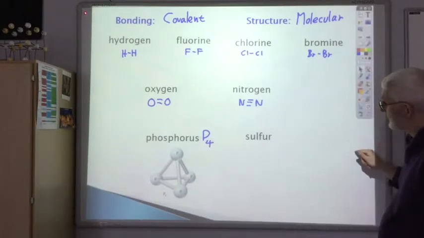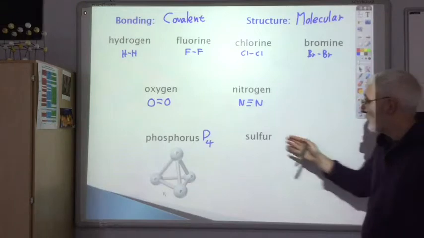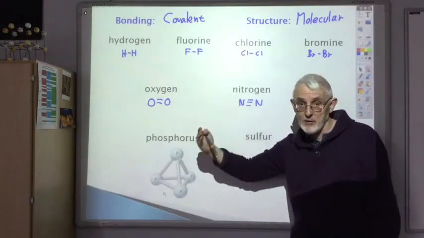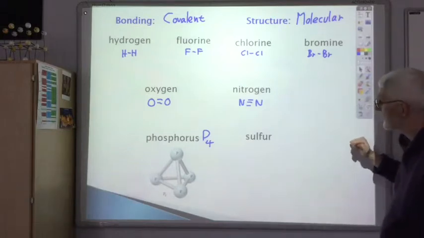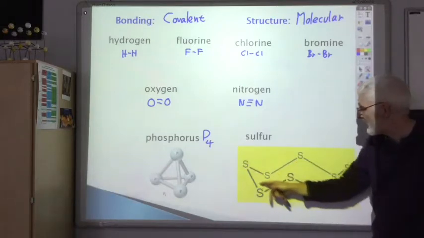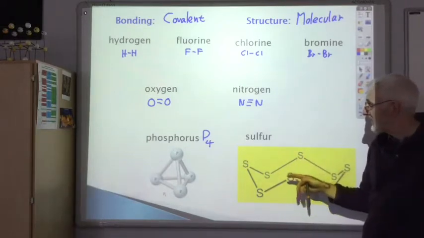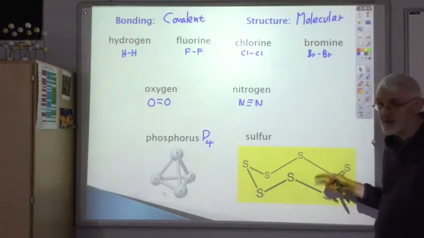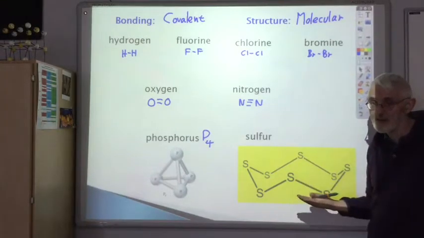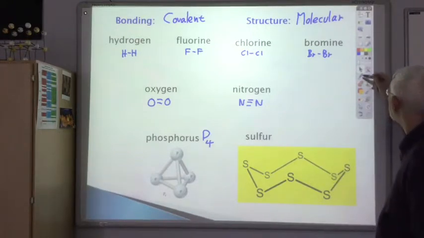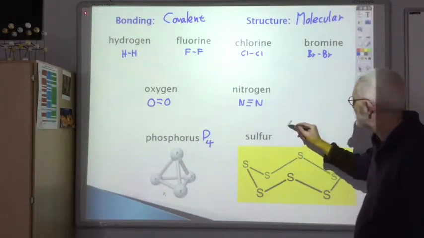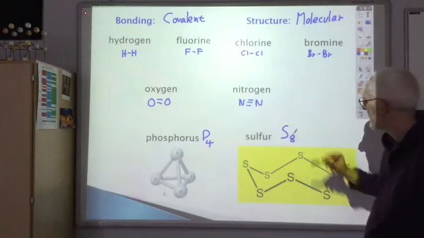And sulfur, although it, like oxygen, has got a valency of 2, it doesn't form a little S2 molecule with a double bond. It forms this ring of an S8. Each sulfur has got 2 bonds, as it has to be because it's in group 6, like oxygen, so it forms 2 bonds. But so it tends to form this cyclic S8 molecule.